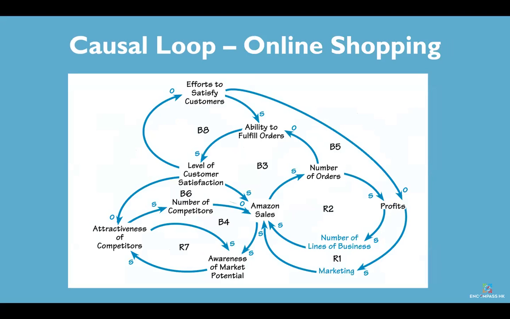So I know a lot of us like online shopping, whether it's Amazon or Taobao, okay? So there's many different loops here. It looks very complicated, and let me try to break it down. So let's start off from Amazon sale in the middle, okay?